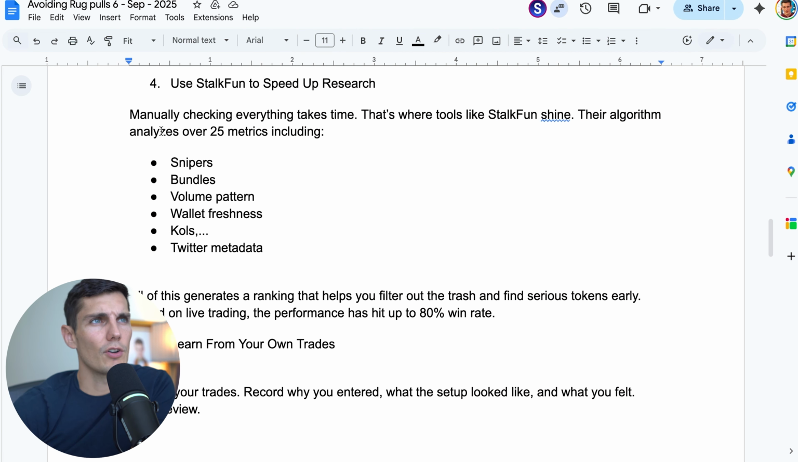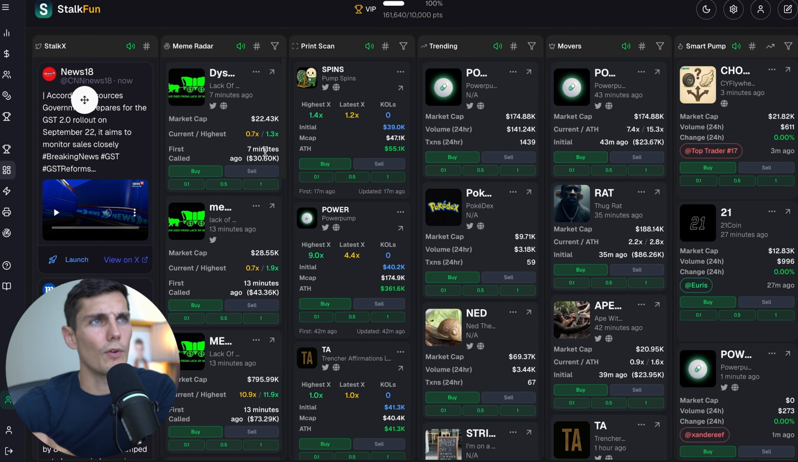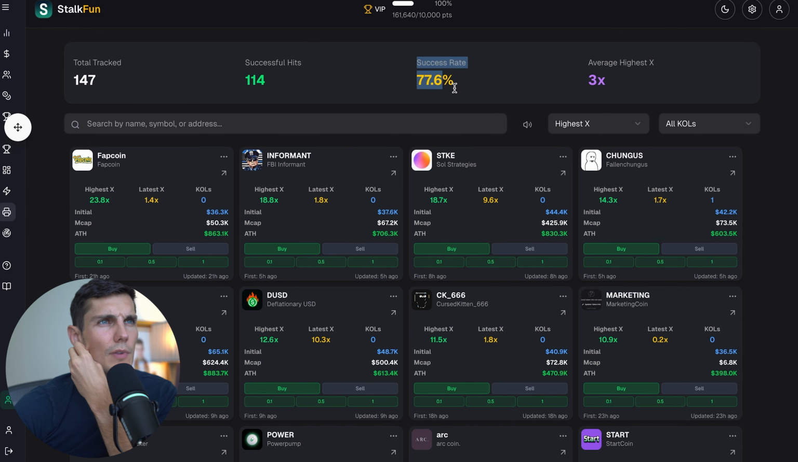So that's why I use a lot like Stalkfun to speed up the research, because instead of manually checking everything, which takes time, their algorithm is going to check more than 25 metrics, which are snipers, bundlers, volume pattern, wallet freshness, KOLs, Twitter metadata, everything. And the algorithm is going to do the work for me. As you can see, like that's where the last calls. Now we're on the 12x on this one. This one almost did 10x, as we said. And the algorithm in the last 150 calls, the success rate was almost 80%, which is pretty good.